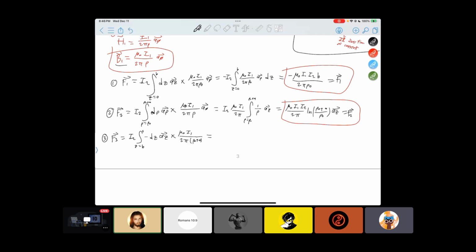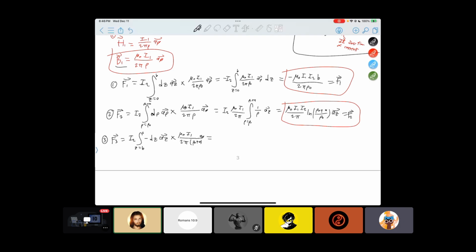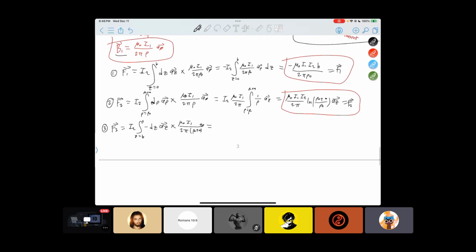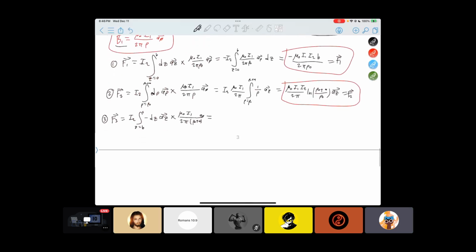Wouldn't it technically be the same? No, you know what, I'll do that later. Oh yeah, this is a_rho phi. So what's a_z cross a_rho? That's negative a_phi. So if we have a minus a_z cross a_rho, wouldn't that just be positive a_phi? That would make sense, yeah, because then the F3, yeah, it's positive. Yep, there you go.